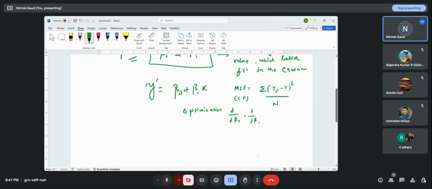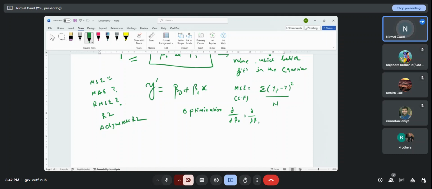I also told you that there are many criteria for evaluating a linear regression model, like MSE, MAE, RMSE, then R2 and adjusted R2. I'm going to talk about them today. The preferred one is MSE. Then I also explained when to use MAE and when to use RMSE.